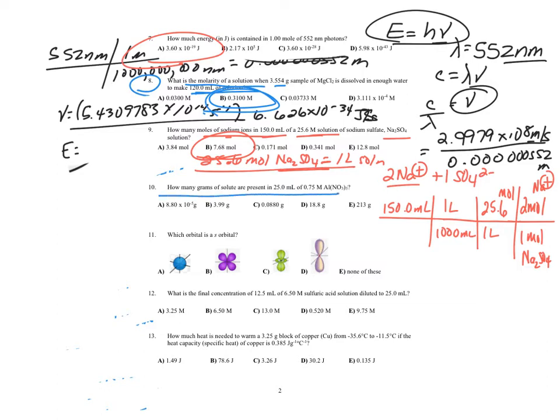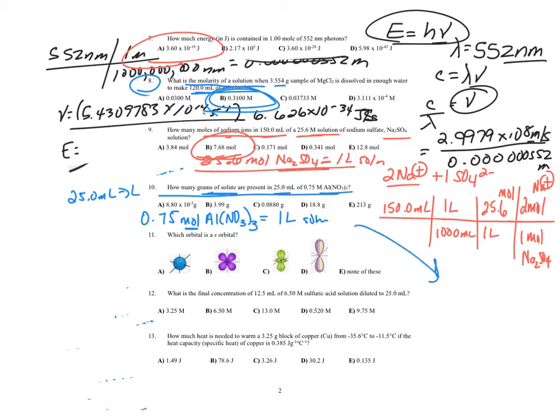Okay, so number 10: how many grams of solute are present in 25 milliliters of 0.75 molar solution of aluminum nitrate? Once again, you see the big M, make it a conversion factor: 0.75 mole of aluminum nitrate equals 1 liter solution. How many grams? Well, this will give us moles. We'll have to convert 25 milliliters into liters, but we also need the molar mass.